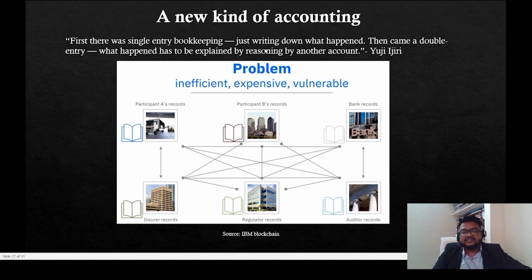This kind of thing is called double entry bookkeeping, and here you can see the problems with this kind of system, because here you can see participant A and participant B. They have two books separately, and there are bank records, auditor records, and regulator records. Everybody has their own records which are not connected with each other. So it makes the system very inefficient and expensive to maintain, and these are single points of failure, so they're vulnerable to threats.